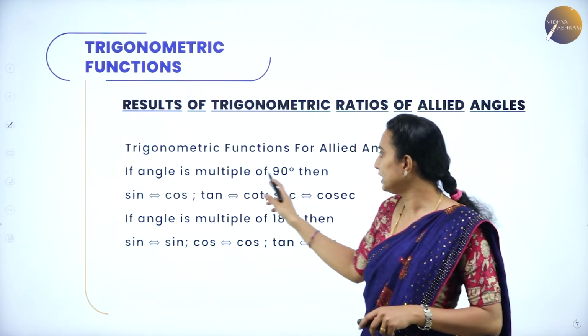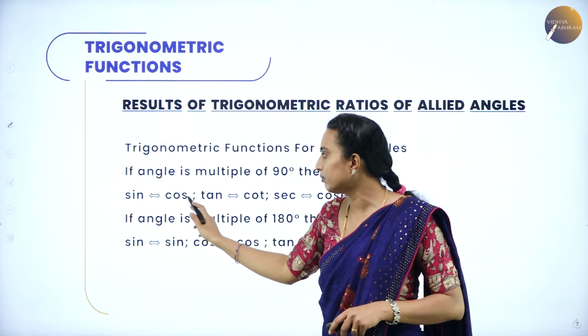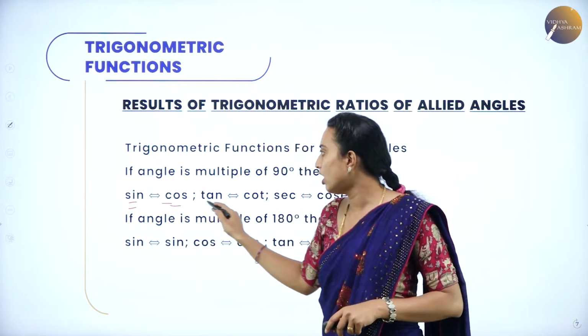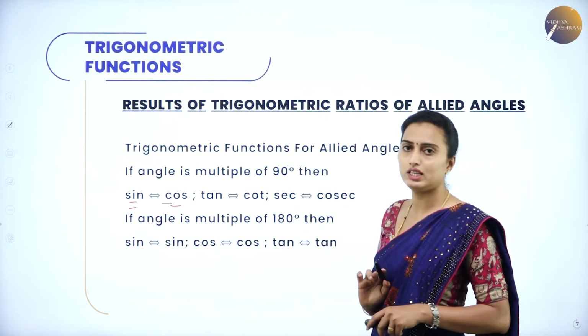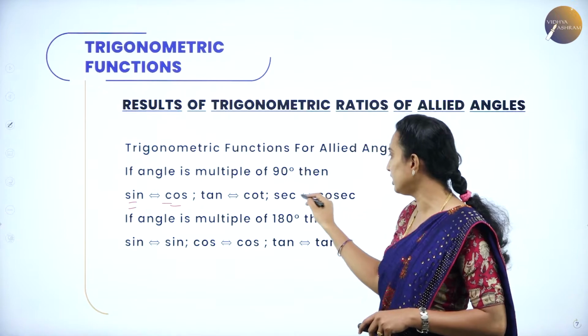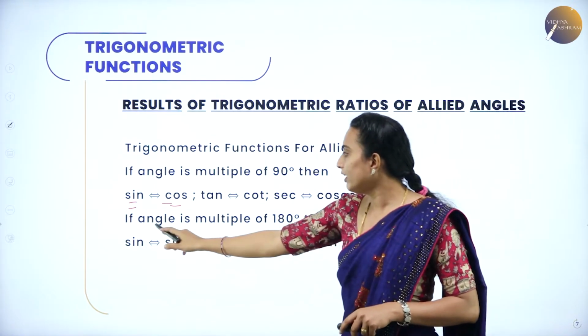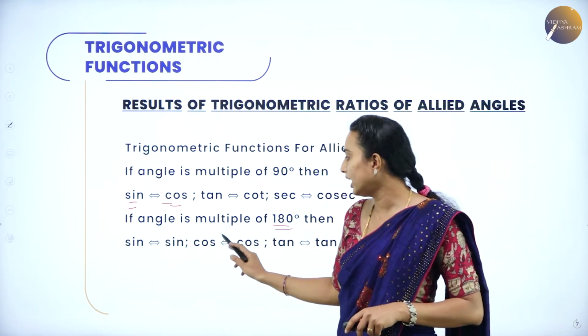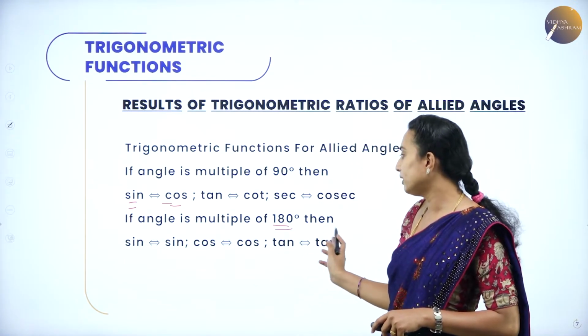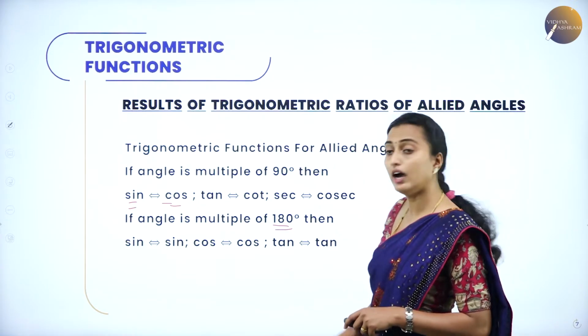If an angle is a multiple of 90 degrees, then sine will become cos, cos will become sine, tan will become cot, secant will become cosecant, and cosecant will become secant. That is why I have taken both sides. If an angle is a multiple of 180 degrees, sine will remain sine, cos will remain cos, and tan will remain tan only. Are you getting this one?